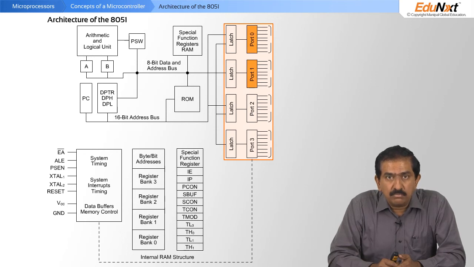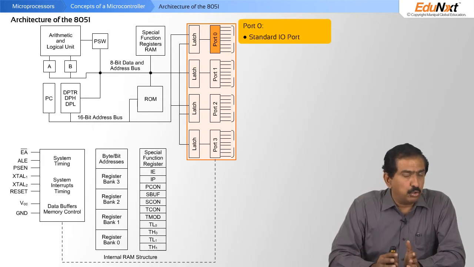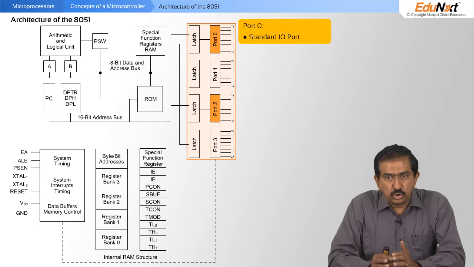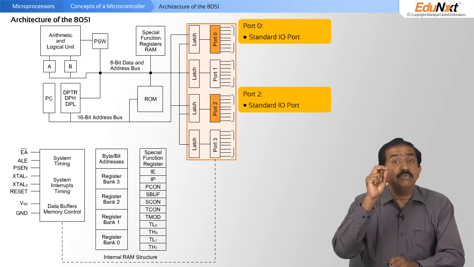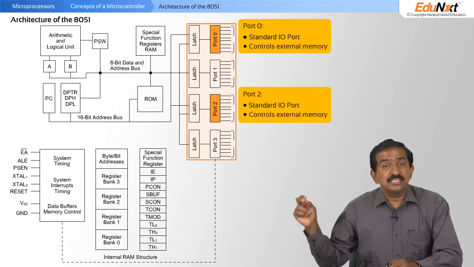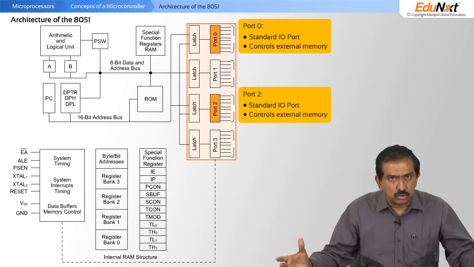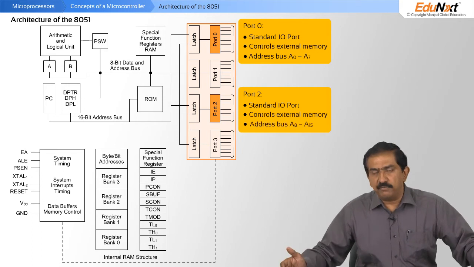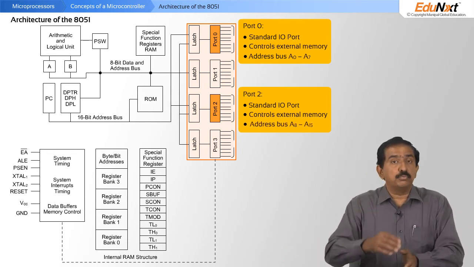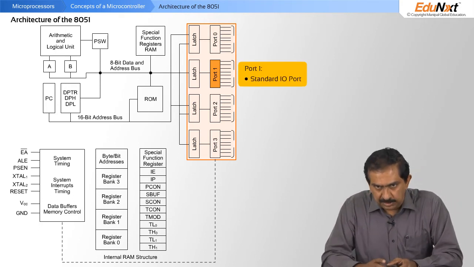Port 0, port 1, port 2 and port 3, and they can be used in fairly complex ways. Port 0, for example, is a standard I/O port. Port 2 is a standard I/O port, but both port 0 and port 2 can be used to control external memory in case you wanted to expand the memory available to the microcontroller. So port 0 and port 2 become the address bus A0 to A15 of the microcontroller, and it can be so programmed. Port 1 is a pure I/O port only.